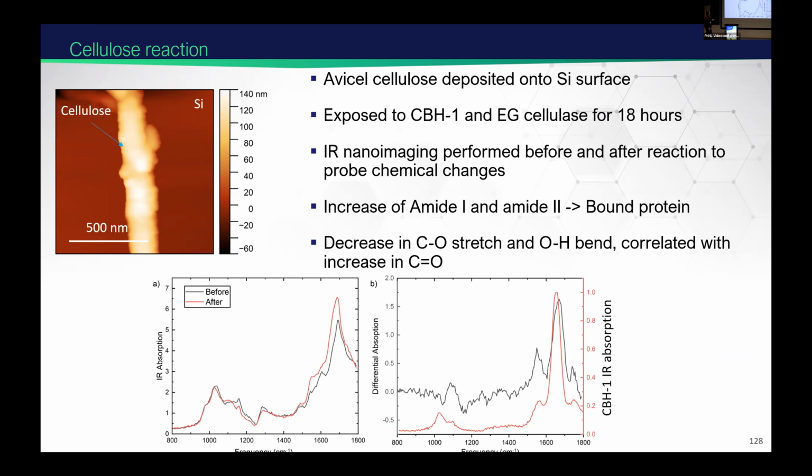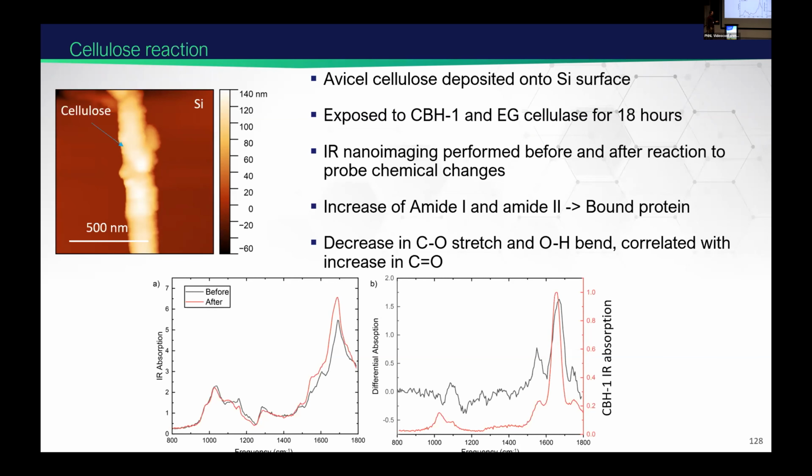The IR spectra averaged over this region are shown in this graph here, where black is before and red is after, and there are significant spectral changes that appear after reaction. To get a little bit more detail on what changes occurred, we take a subtraction of those two. That's the black line there, the differential absorption.